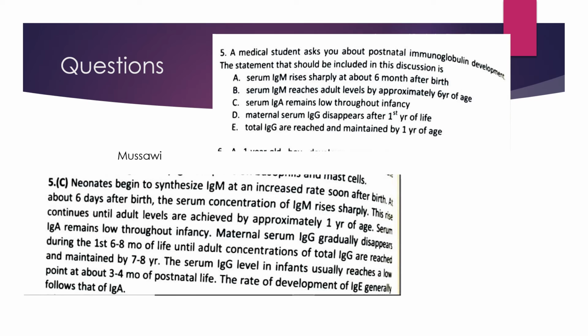Serum IgA remains low throughout infancy. Maternal serum IgG gradually disappears during the first 6 to 8 months of life until adult concentrations of total IgG are reached and maintained by 7 to 8 years. The serum IgG level in infants usually reaches a low point at about 3 to 4 months of postnatal life. The rate of development of IgE generally follows that of IgE.